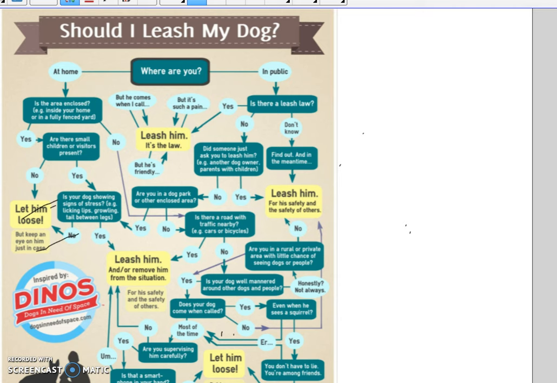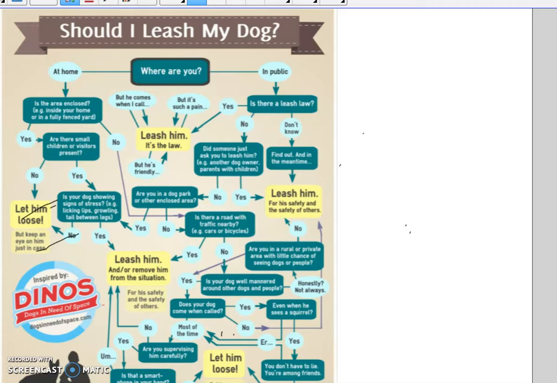I like this one. We don't have to go through this, but following a flow chart is using logical reasoning. So where am I? I'm in public. Is there a leash law where I am? Yes, there's a leash law. Okay, I have to leash my dog.